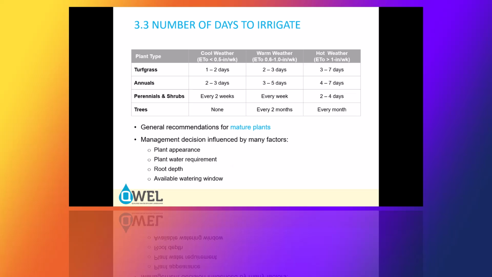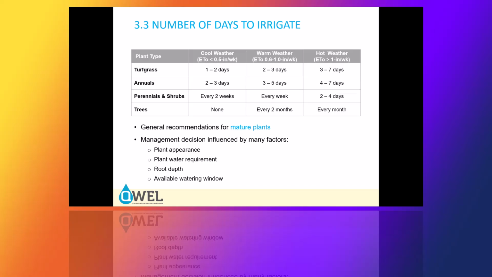This table basically provides general recommendations for mature plants. It's important to know that this is for mature plants, and there could very well be valid reasons to deviate from this table. But ultimately, it provides recommendations for a number of days per week to irrigate.